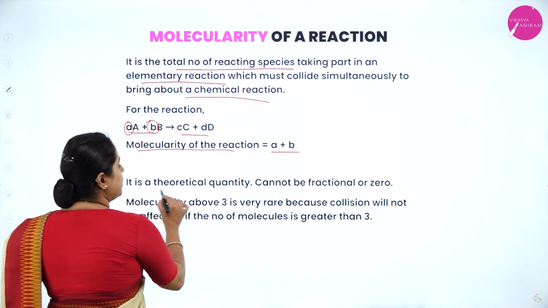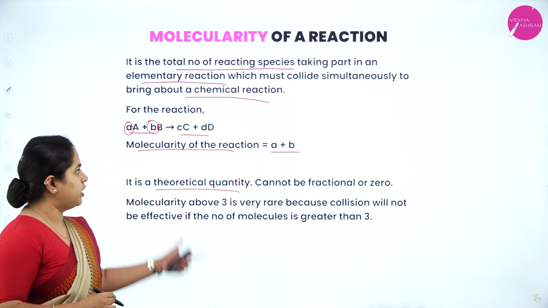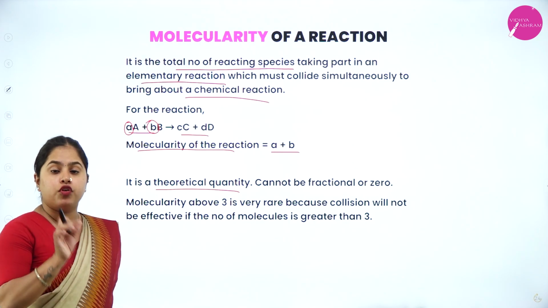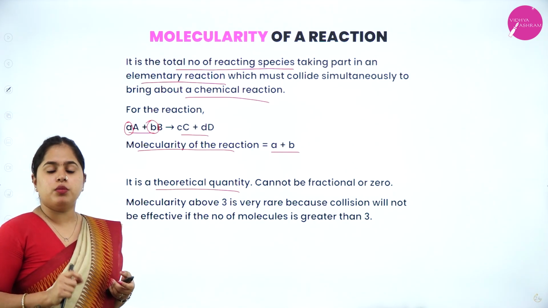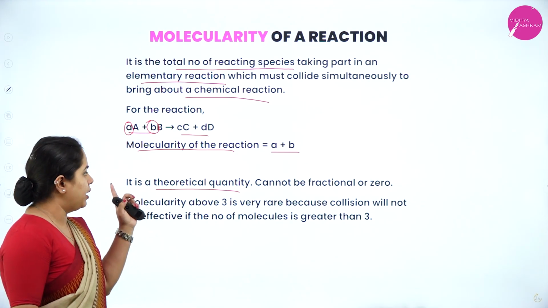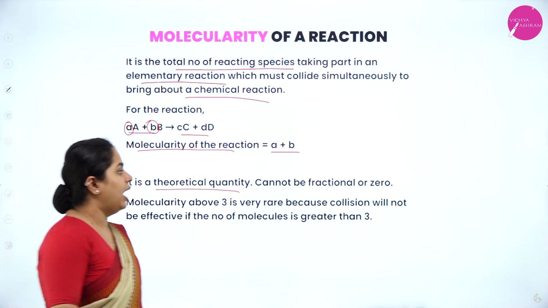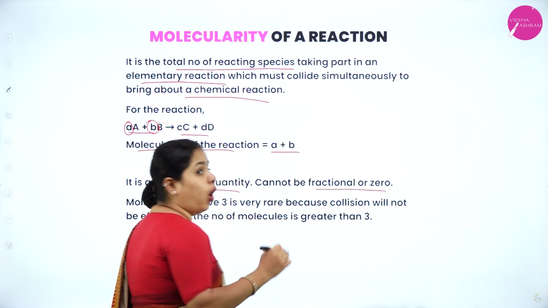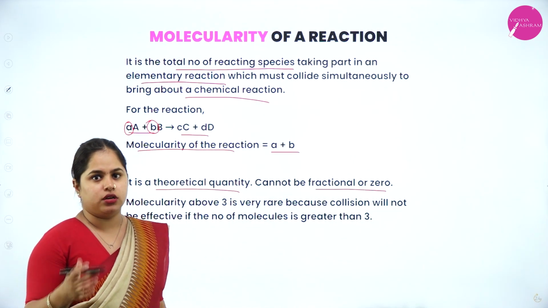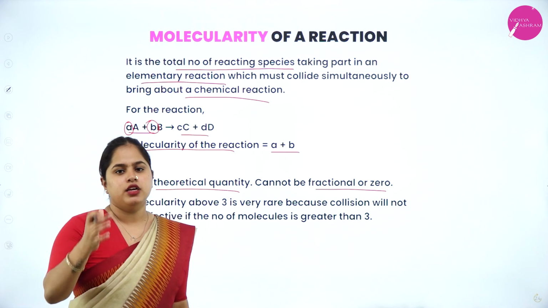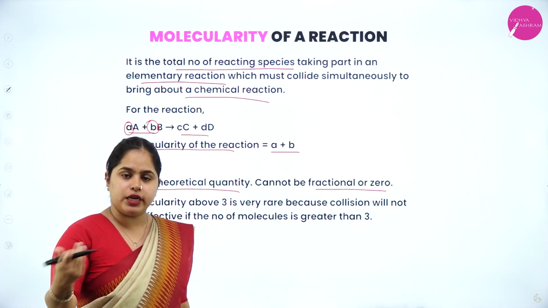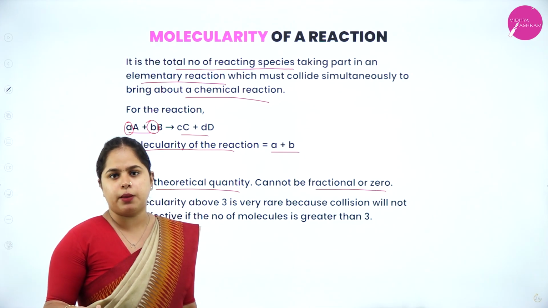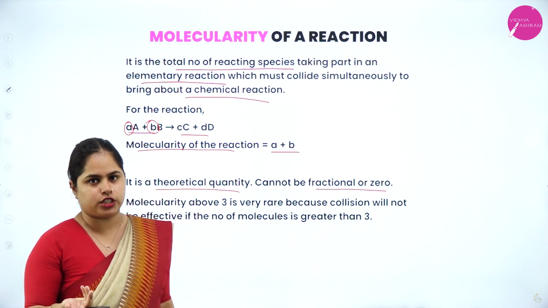Now, molecularity is a theoretical quantity. That means if you have a balanced chemical equation, from that itself you can directly calculate the molecularity of the reaction. So what you have to remember, order is an experimental value and molecularity is a theoretical value, and it cannot be a fraction or 0. It cannot be a fraction, half molecule, we can't say, right? So it can't be a fraction or it can't be 0 also. 0 means, of course, the reaction is itself not taking place. There are no reactants, so how will the reaction take place, right?